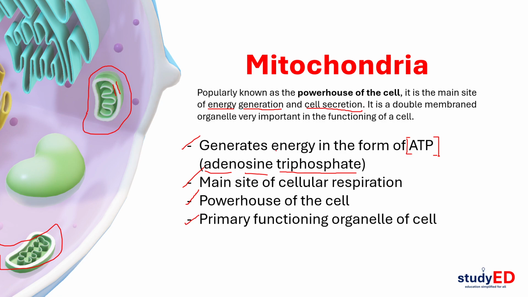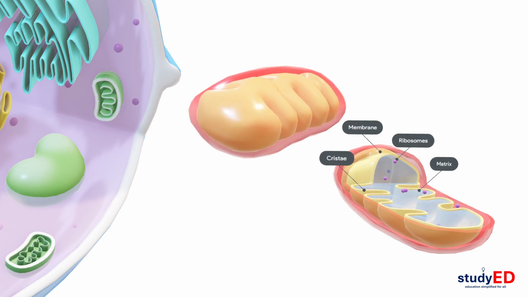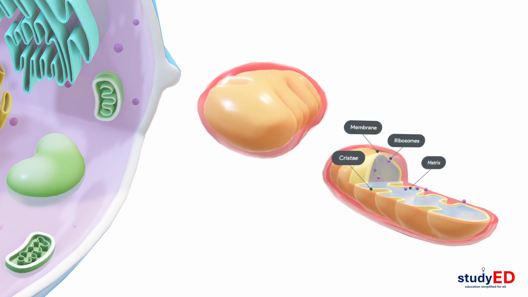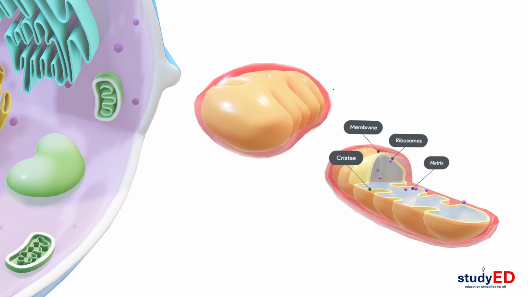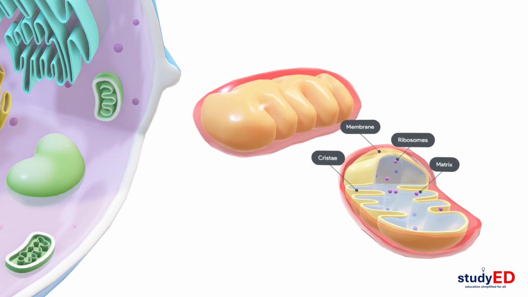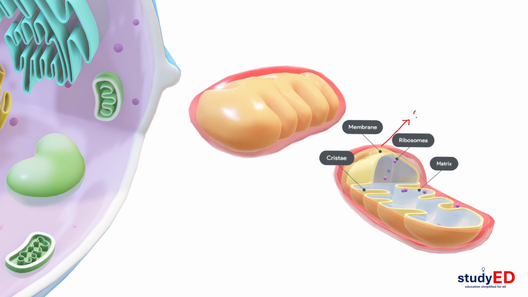So that's it for mitochondria, and now we'll move on to the structure of a mitochondria. Observe the figure here. What do you see? We can see the outer membrane, this red covering, outer membrane.